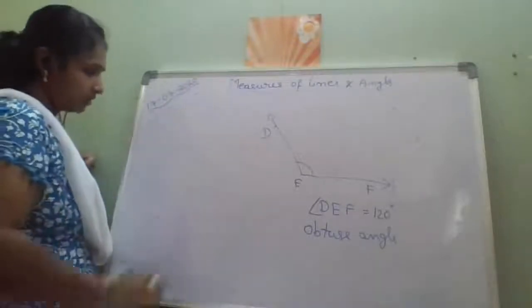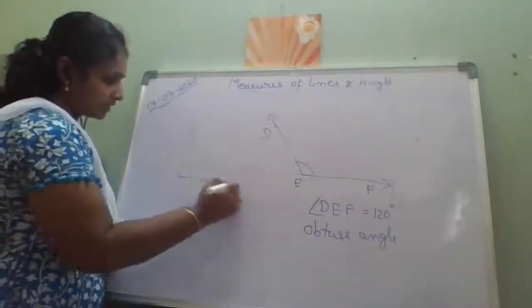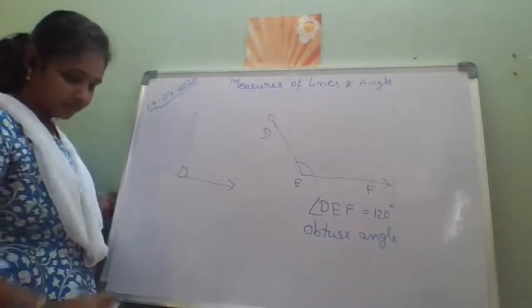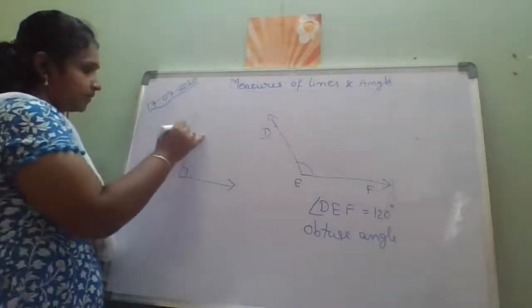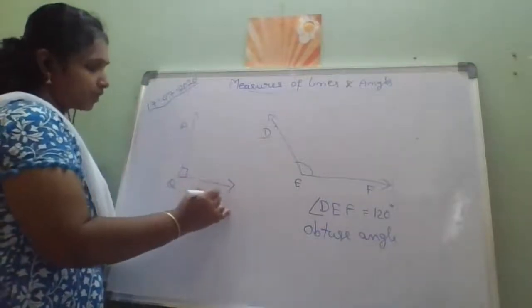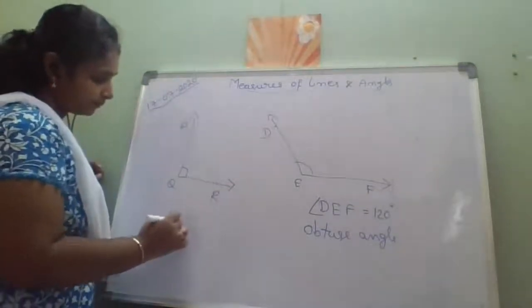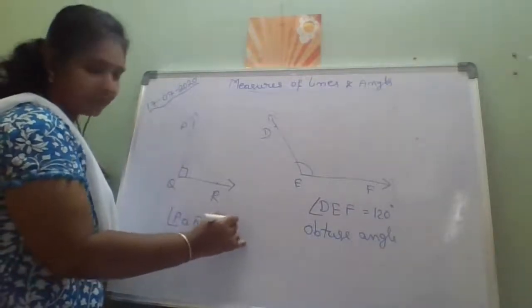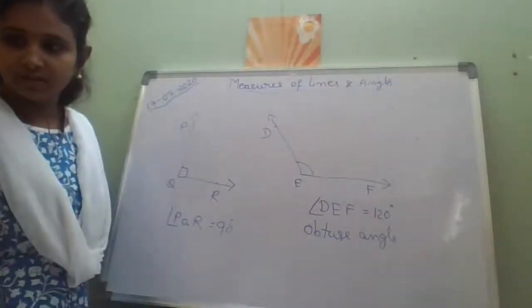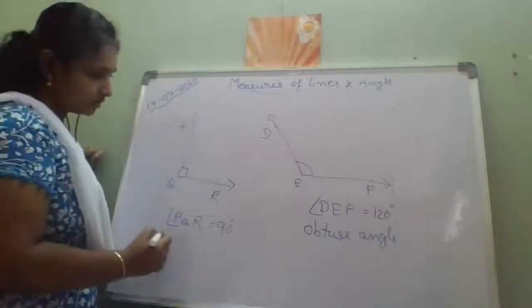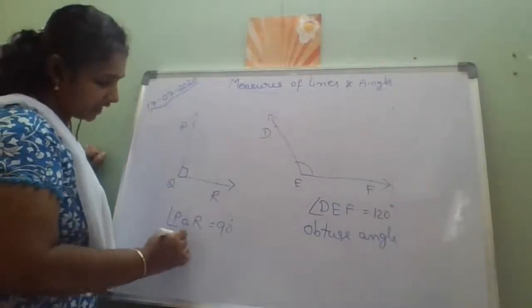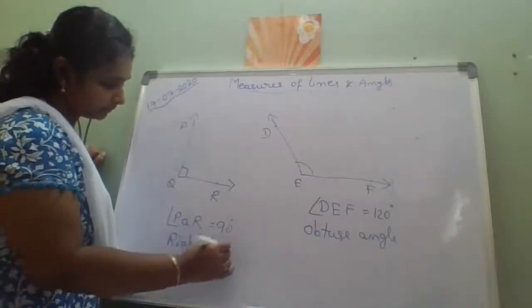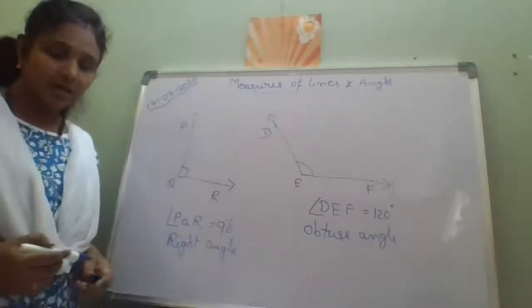Okay, next one is 90, PQR. 90 PQR is equal to 90 degrees. Okay, right angle.